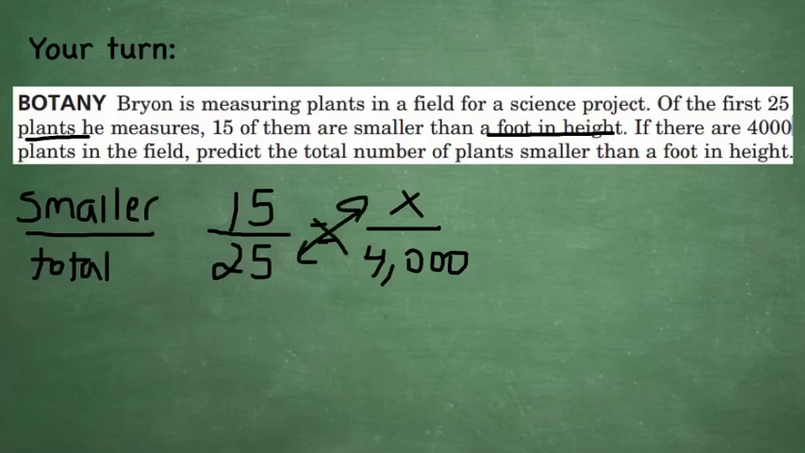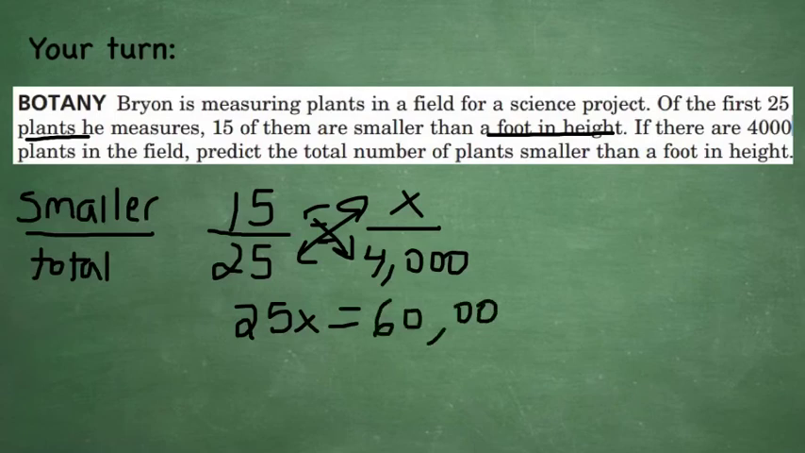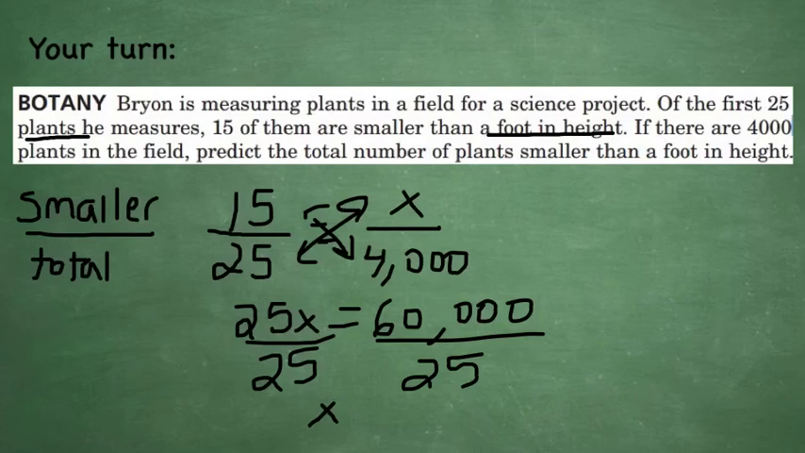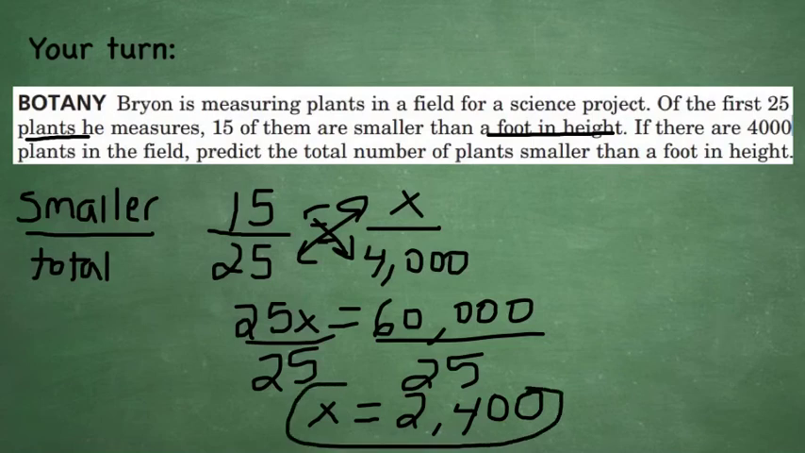Okay, and the rest is just multiplication and division. So 25x equals, we'll go and multiply 15 and 4,000, which is 60,000. Have to divide both sides by 25. Okay, x will have a value of 2,400. So out of 4,000 total, he'd expect 2,400 to be less than a foot in height.